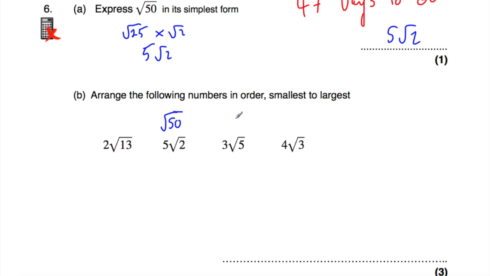So what we're going to do is think of what surds we would have simplified to get 2 root 13, what surd we simplified to get 3 root 5, and what surd we simplified to get 4 root 3.